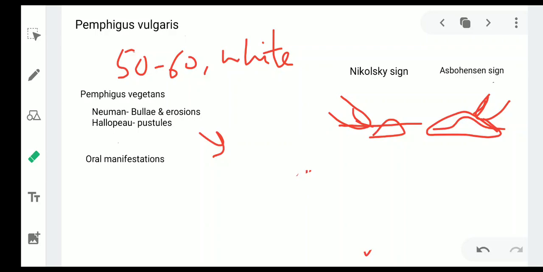Now coming to the oral manifestations, 50 to 70% of the mucosa is usually involved. It is more commonly seen in patients. Patients may present ill-defined, irregularly shaped gingival or buccal or palatal erosions that are painful and slow to heal, and there may be hoarseness in the patients with laryngeal vesicles or bullae.